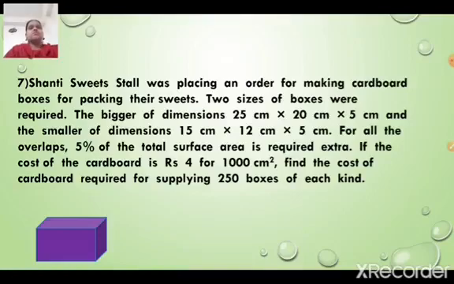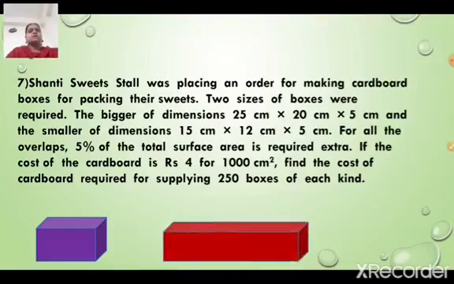Afterwards, this is for one box. Then similarly 250 boxes are given. So multiply by 250 and then find the cost. This is for the first box, that is the smaller box. Similarly, we have to do it for the second box, and then finally you add to get the total cost. Is it clear?